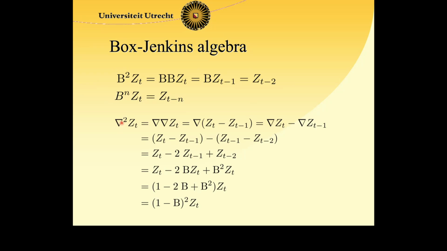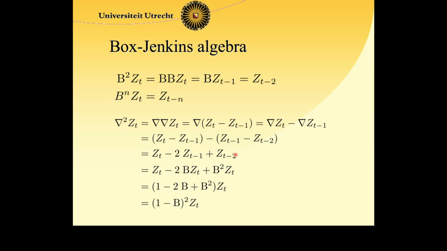Also, the nabla operator can be squared. The squared nabla operator is nabla times nabla Zt, and nabla Zt is Zt minus Zt-1. Then we can get rid of the brackets, so we get nabla Zt minus nabla Zt-1. Expanding, we get Zt minus 2 Zt-1 plus Zt-2.